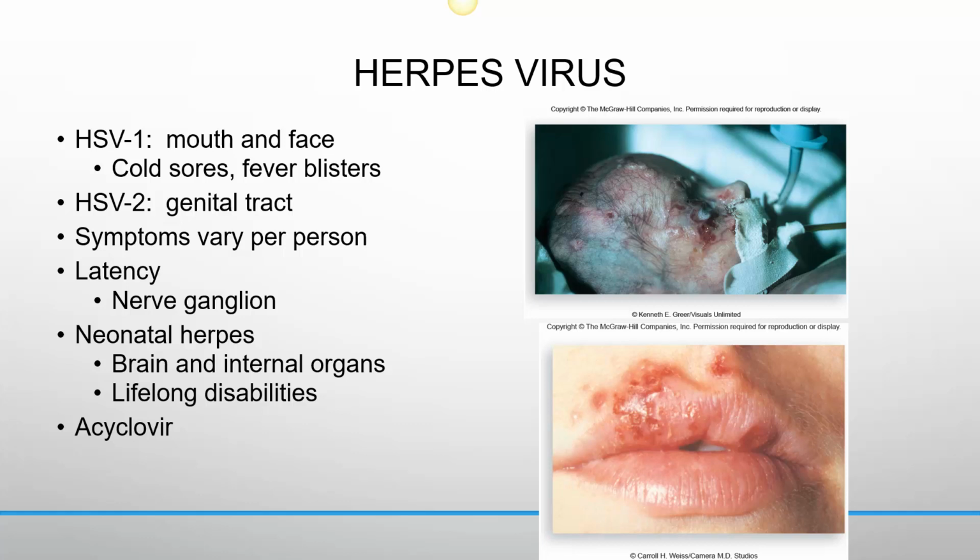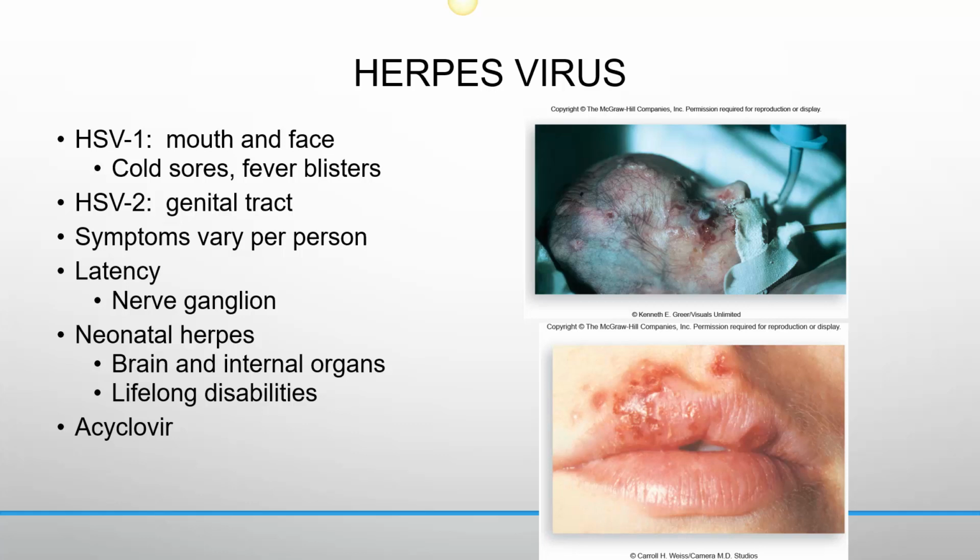It will emerge on the surface, usually in the same exact spot on the external genitalia every time that you have an outbreak. But even without an outbreak, you are still shedding this virus at unknown intervals. So at any point, if you're infected, you can shed this for the rest of your life. In the neonate, it affects the brain and internal organs, and the baby is going to have lifelong disabilities if they survive. Acyclovir, which is also called Valtrex, is given to prevent this virus from replicating.